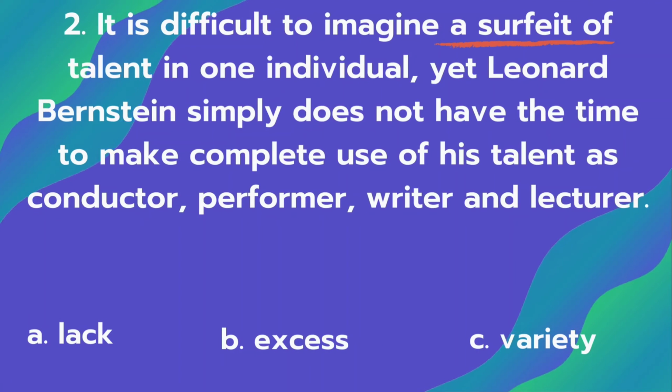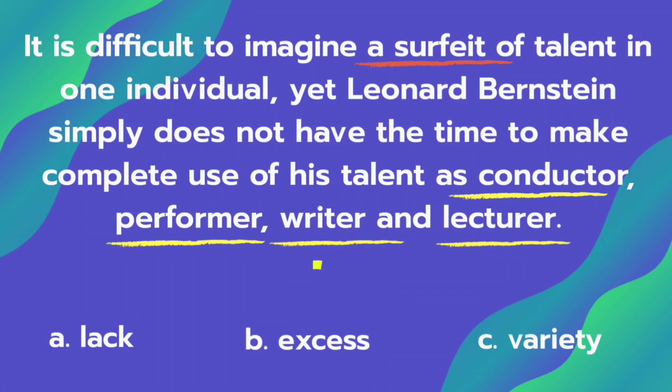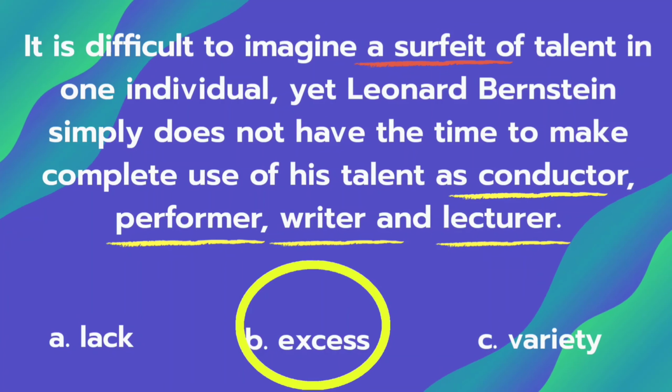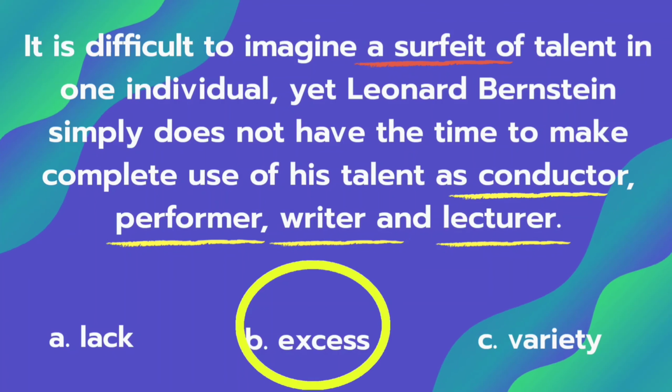Number 2. It is difficult to imagine a surfeit of talent in one individual. Yet, Leonard Bernstein simply does not have the time to make complete use of his talent as conductor, performer, writer, and lecturer. What does surfeit mean? A. Lack, B. Excess, C. Variety. The answer is B. Excess. The clues are the examples of his talents as a conductor, performer, writer, and lecturer.